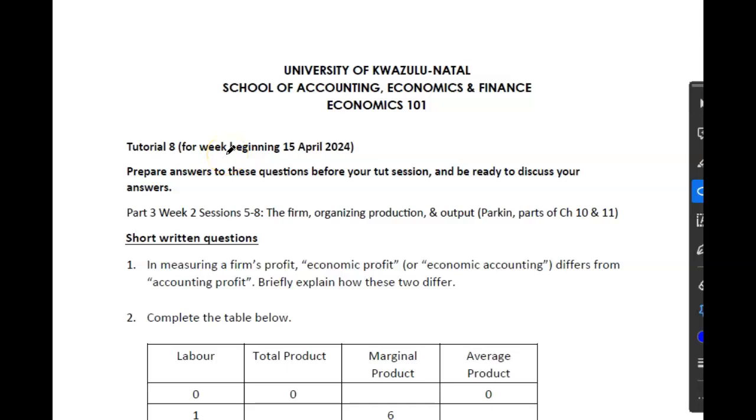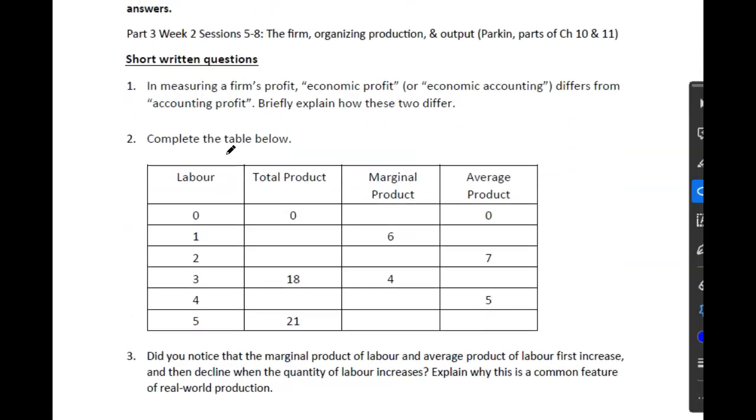Okay, so in this video I'll be doing tutorial 8. This is the last tutorial for part 3 as there's only 2. Okay, so in measuring firm's profit, economic profit differs from accounting profit. So basically they're asking what's the difference between the two.